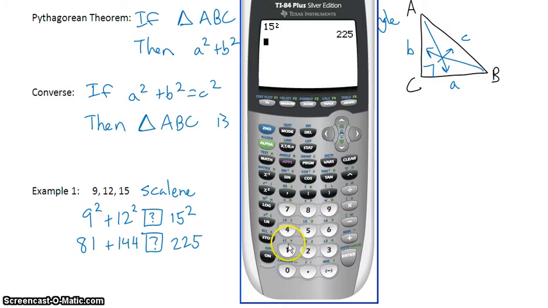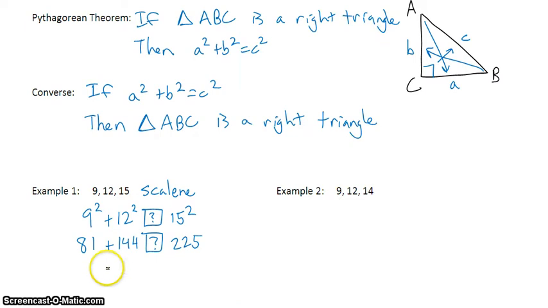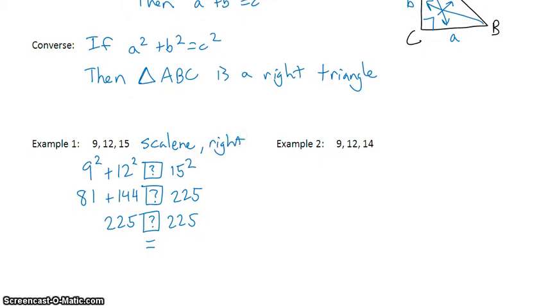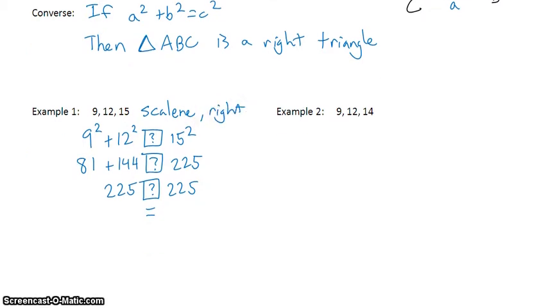Now we need to add 81 and 144. So we get 225 compared to 225. And 225 is equal to 225. That tells us that this triangle is a right triangle. Example number 2. We have three sides.